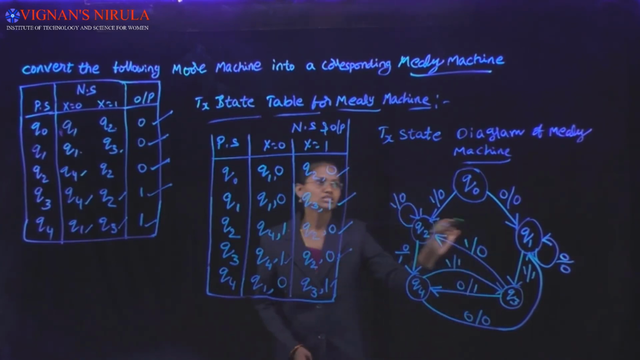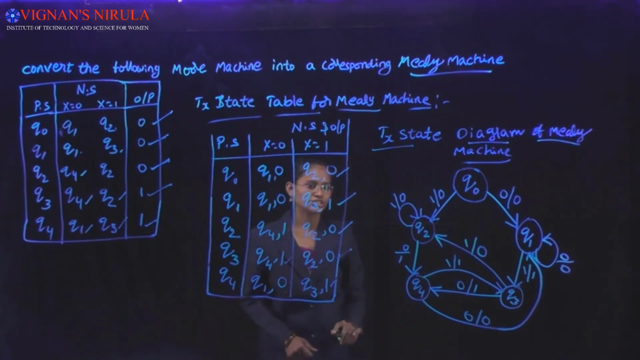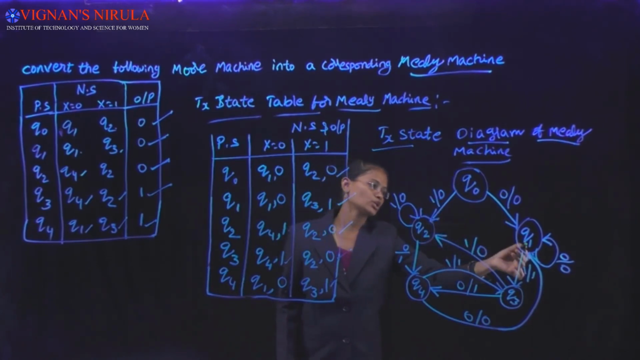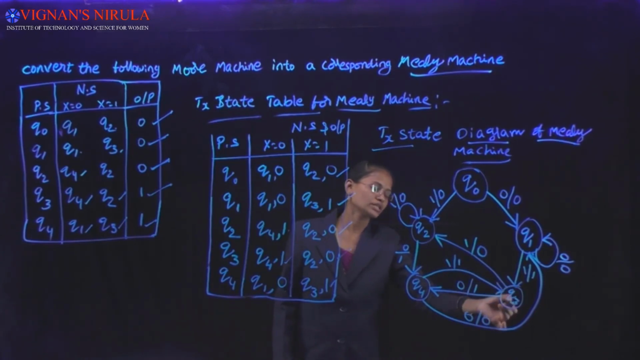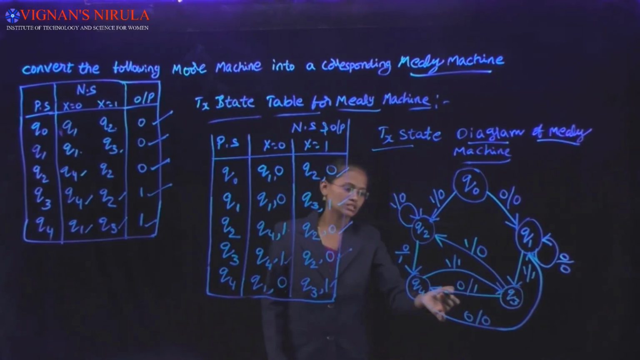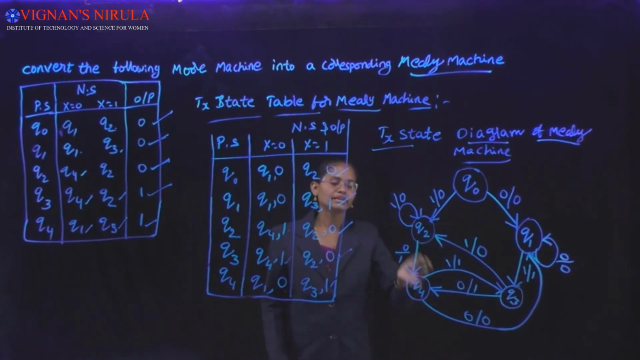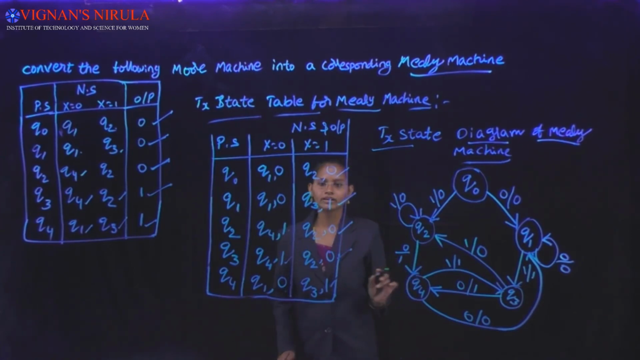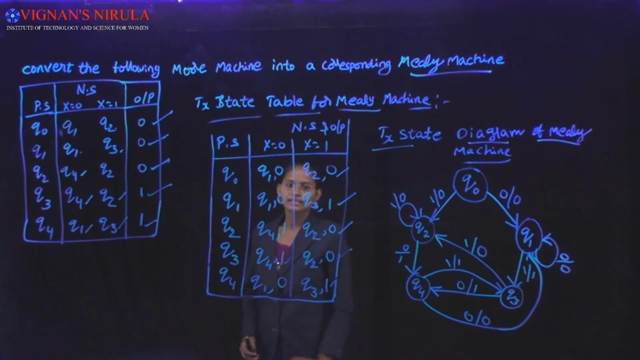This is the transition state diagram of Mealy machine. In every state, compare the input 0 and 1. Here Q1, 0 is self state and 1 is Q3. And Q3 present state, 0 next state is Q4 and 1 next state is Q2. In every state compare the input 0 and 1. Okay, this is the Moore machine to Mealy machine conversion.